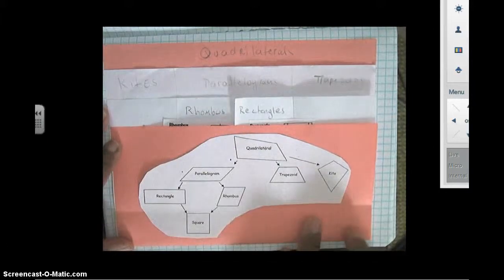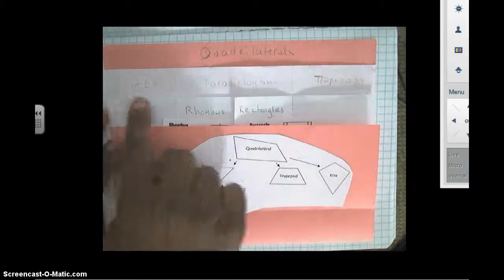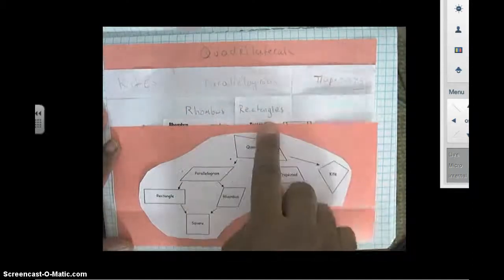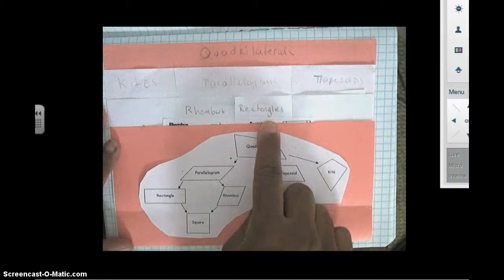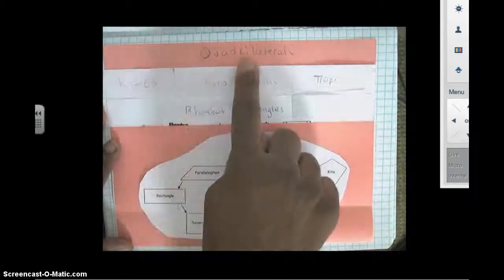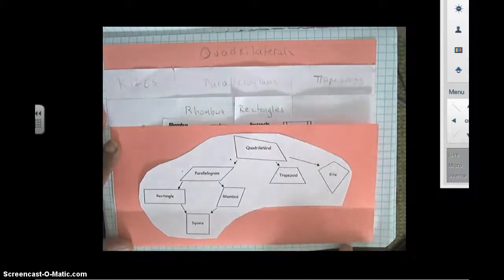Now mine is very plain and very just regular with pencil. I would love it if you would highlight each one of your tabs in a nice color to make it pop, and then quadrilaterals is your overall base topic, so make that pop as well and bring it out with some nice color with a Sharpie or some other type of marker.